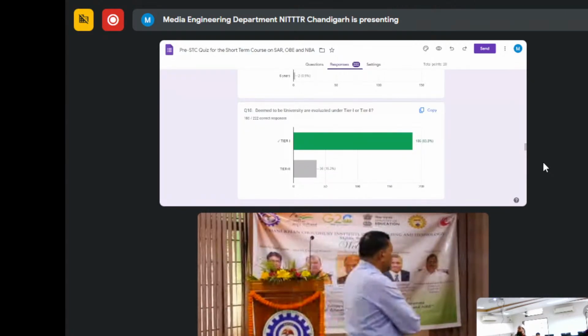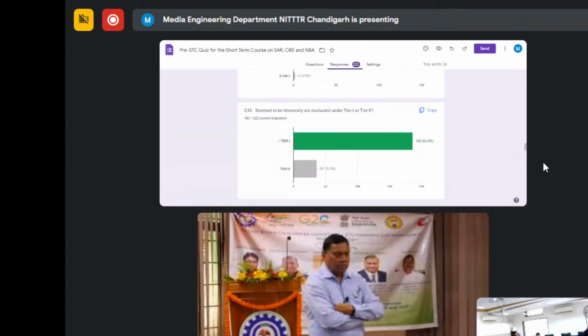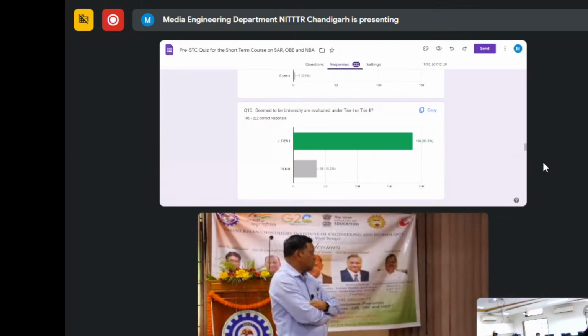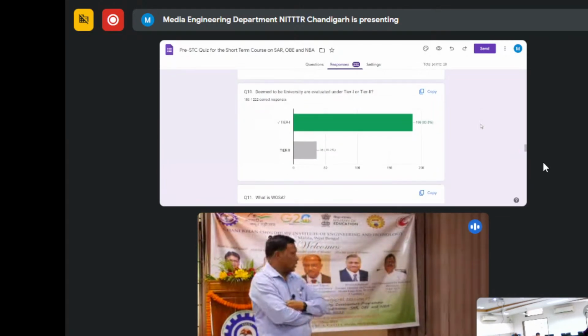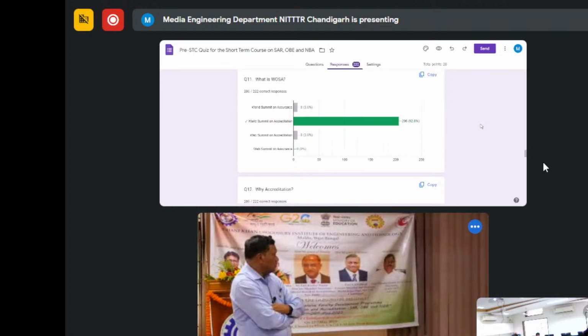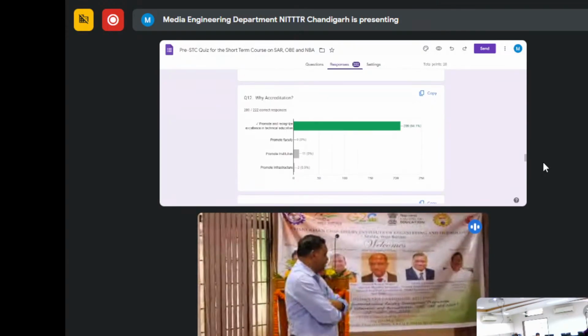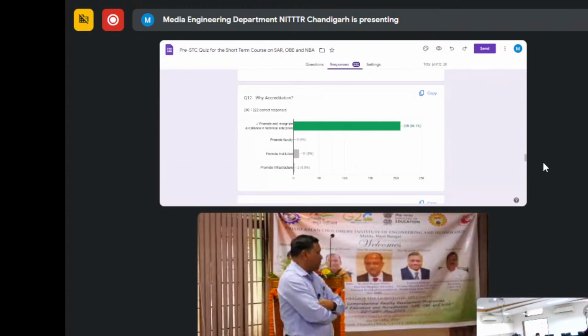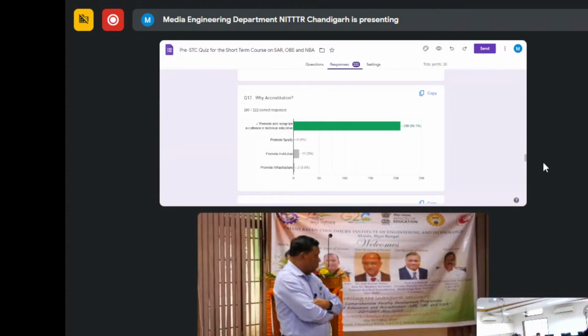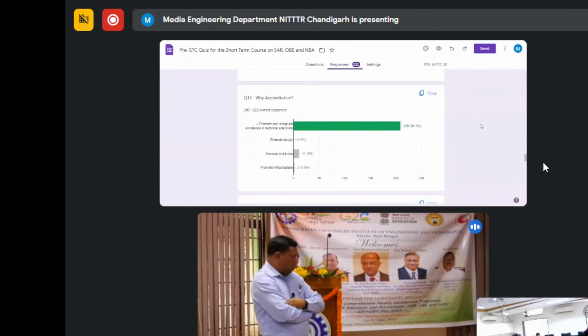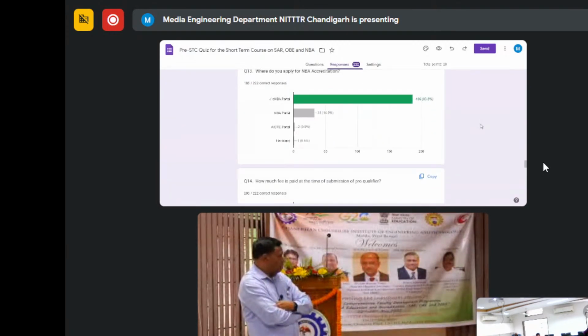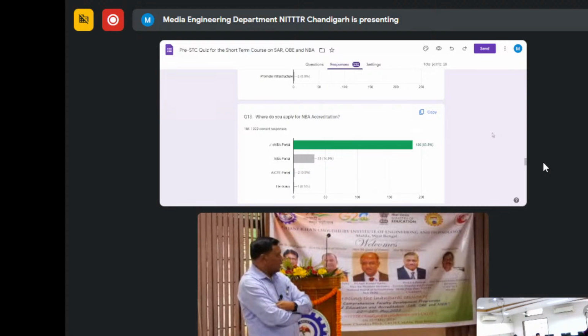Next: deemed to be universities are evaluated under tier 1 or tier 2? 83.8% people gave the correct answer. That is okay, more or less. WOSA, what is WOSA? 92.8% people gave the correct answer. Washington Accord, everybody knows this answer. Why accreditation was the question, and 94.1% people gave the correct answer. Okay, that is good.